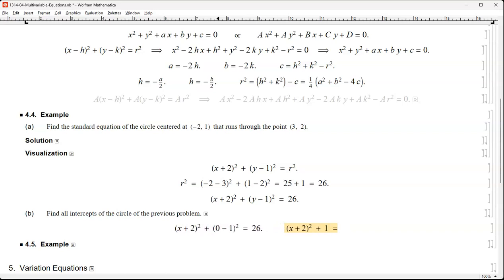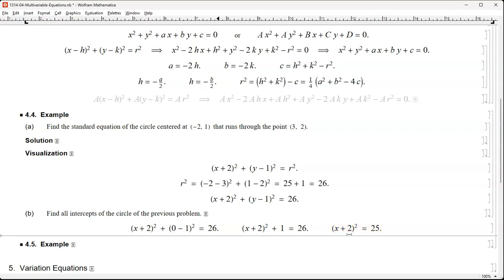Excuse me, (x + 2)² + 1 = 26. Is that right? Okay, alright, I'm looking for x, right? Breaking up this parenthesis and then refactoring, that's crazy. It's going to be a lot better to take the square root right here.